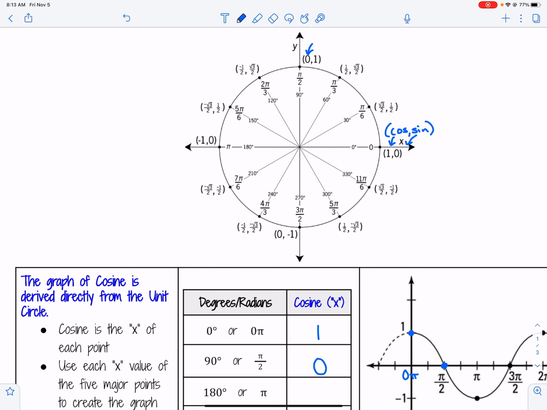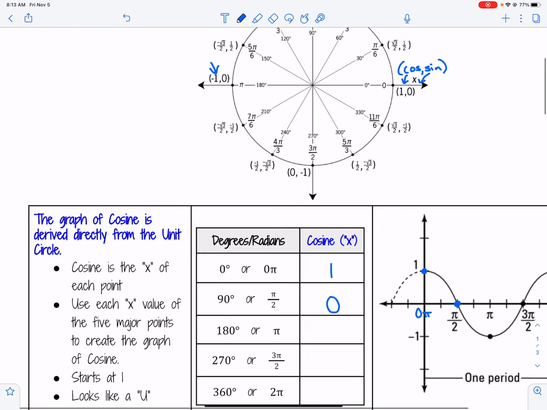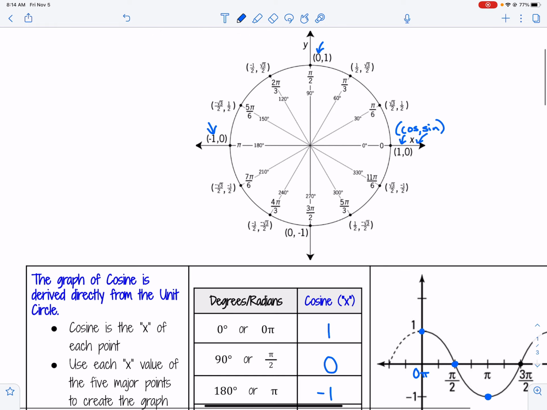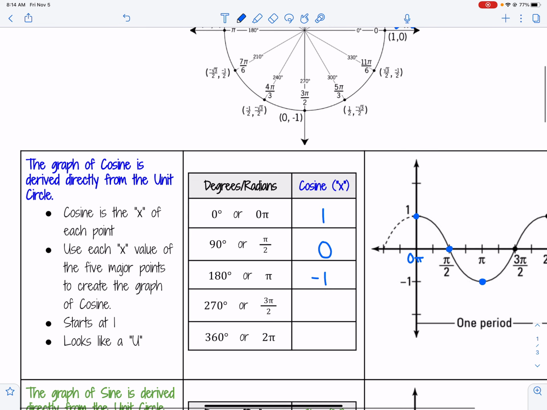At 180 degrees, we're over here now. So notice we go 180 degrees from our starting point and we end up right here. And the cosine value is that x value of that coordinate, which is negative 1. So notice on our graph, we say that's pi, because that's what goes with our radian measure for 180 degrees. And we plotted it at negative 1. So again, your graph is coming directly from your unit circle.